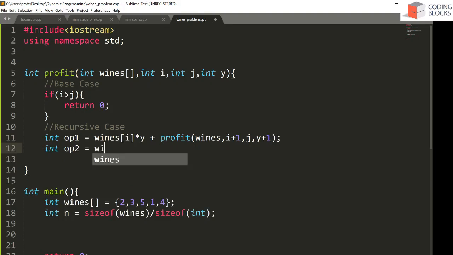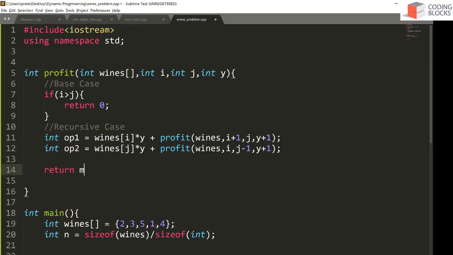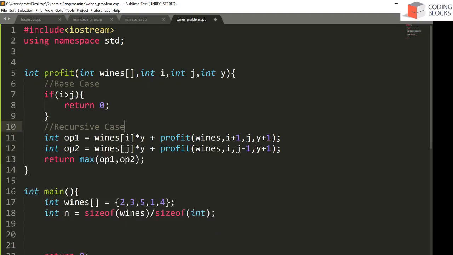Option 2 would be I can sell the jth bottle first, into y plus profit from the remaining bottles, that would be I comma j minus 1 and y would be y plus 1. And finally, what do I need to return? I need to return the maximum of these two, option 1 and option 2. That is my final profit, right?